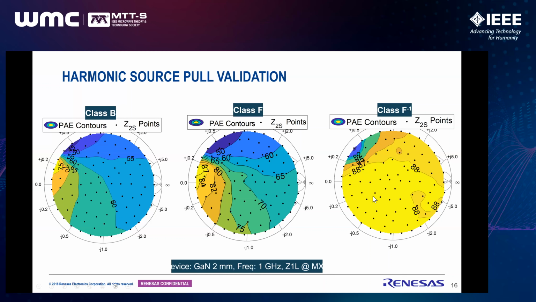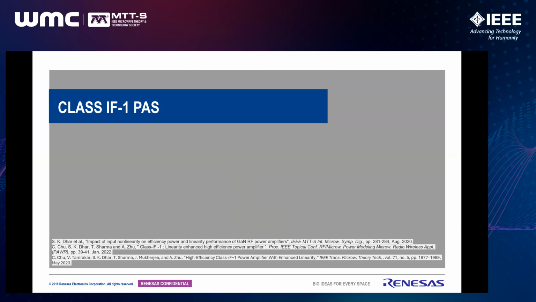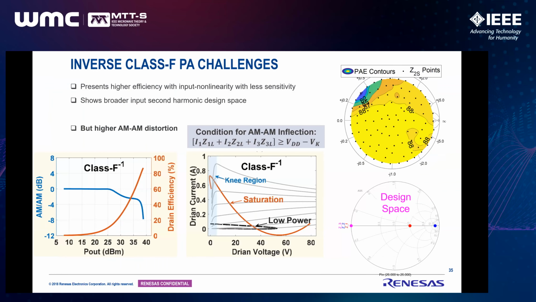But the good thing here is that in most of the cases, most of the region is very good for inverse class F, and it shows excellent immunity to the variation of second harmonic source termination. So what we are literally seeing is that inverse class F is an excellent candidate for both input-output waveform engineered high efficiency PA design. But again, what happens for inverse class F is that it has intrinsically very high AMAM distortion.